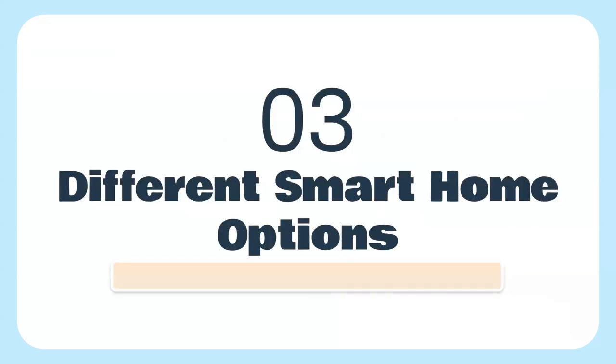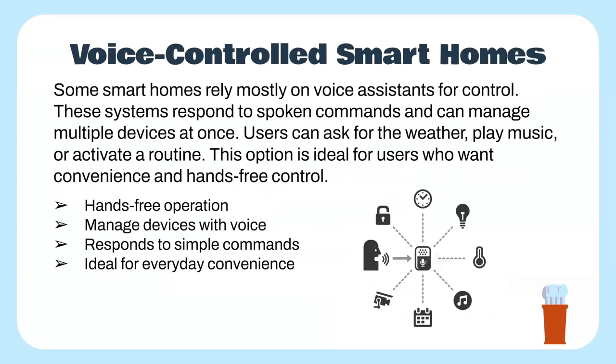So, different smart home options. Voice controlled smart homes. This is a very popular type of smart home. Works easily with your phone, and generally it's very easy, very simple to use. Some smart homes rely mostly on voice assistants for control. These systems respond to spoken commands and can manage multiple devices at once. Users can ask for the weather, play music, or activate a routine. This option is ideal for users who want convenience and hands-free control.